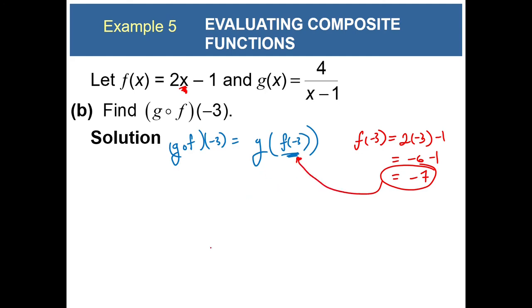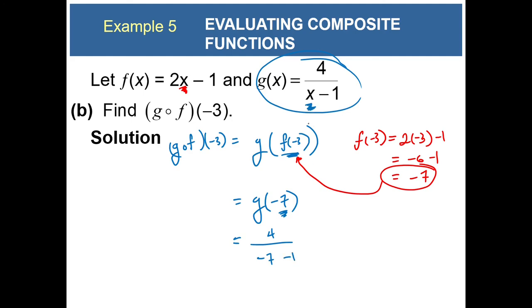So we have now g of negative 7 is equal to, we'll take that negative 7 and we'll plug it into the function for g. g of negative 7 is equal to 4 divided by negative 7 minus 1. Again, we're plugging in the negative 7 for the x. The denominator simplifies to negative 8. And our final answer is negative 1/2.